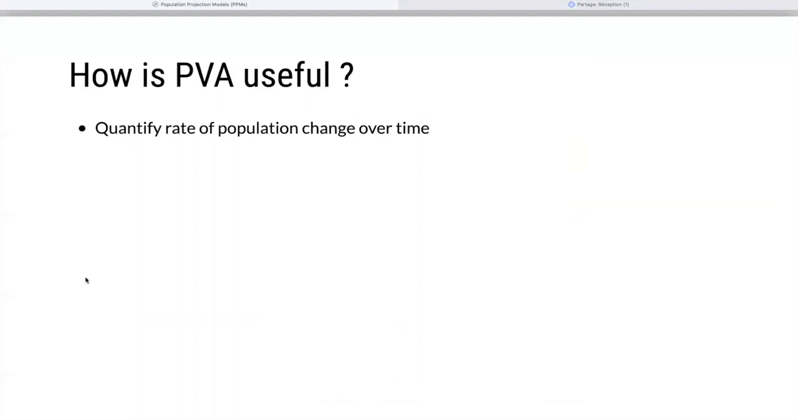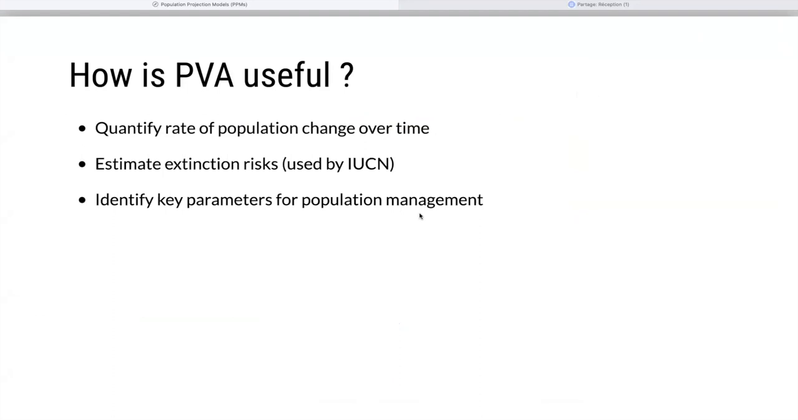So a few last words, a bit more general about the PVA. We've seen here a few interesting uses of the PVA to quantify the rate of population change over time, and to estimate extinction risks that are used by the IUCN to list species and assess their conservation status. It's also very helpful to run sensitivity analysis to identify key parameters on which we should focus for management actions.